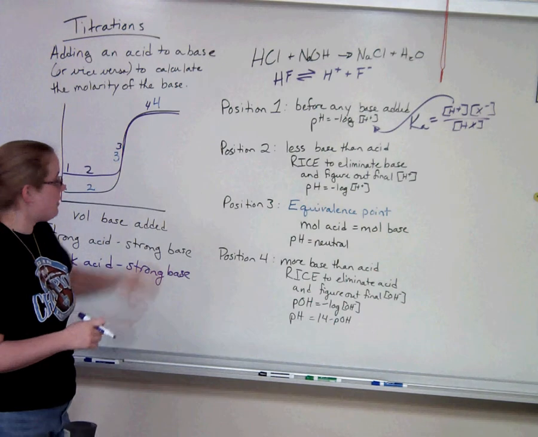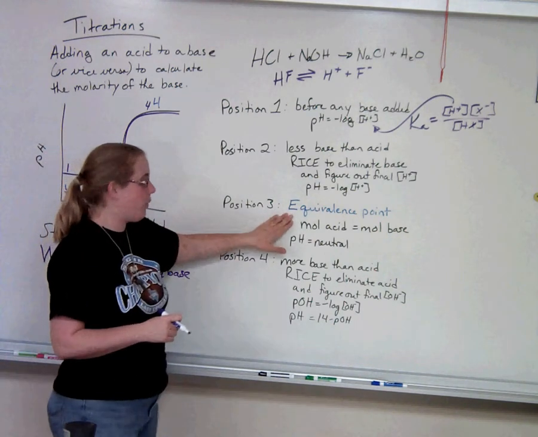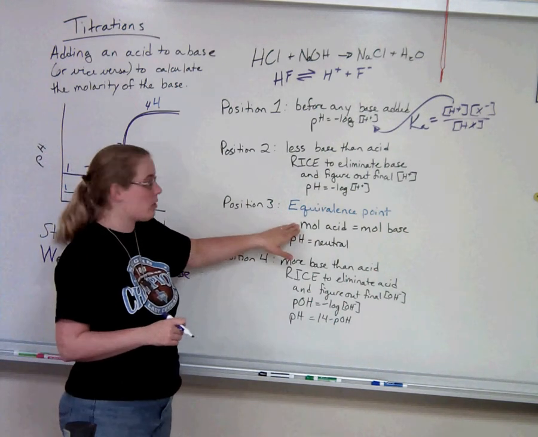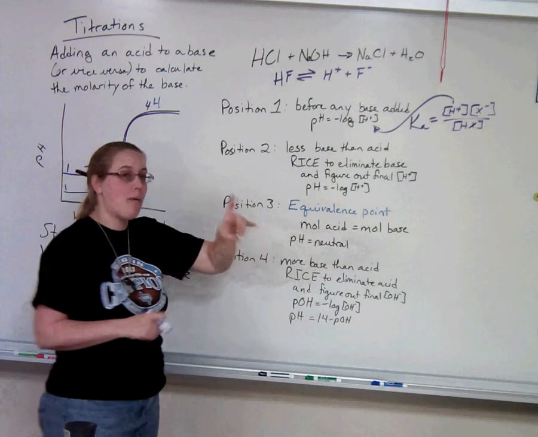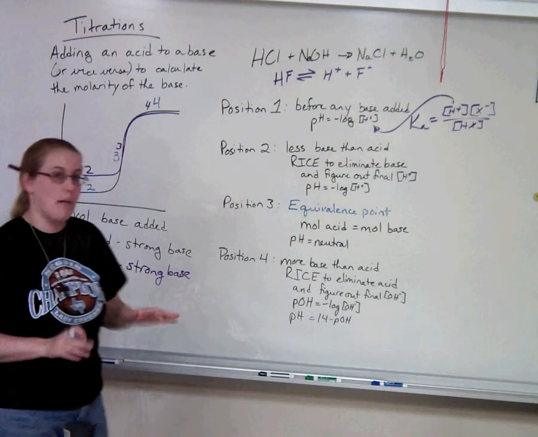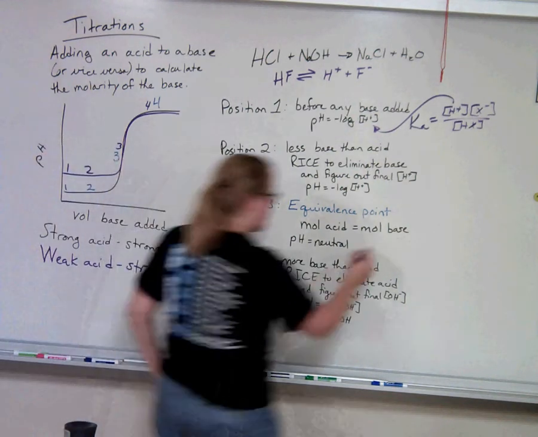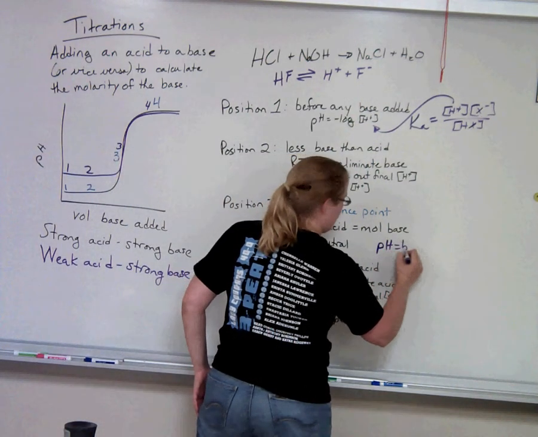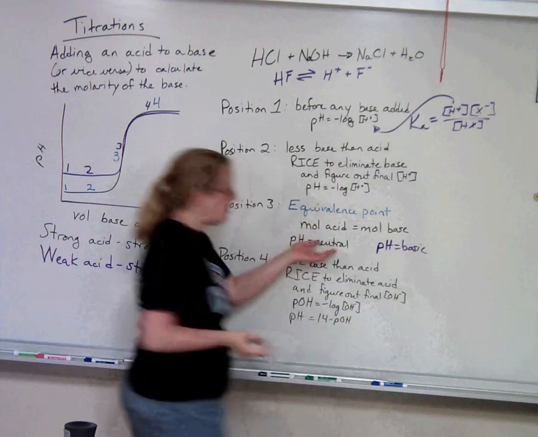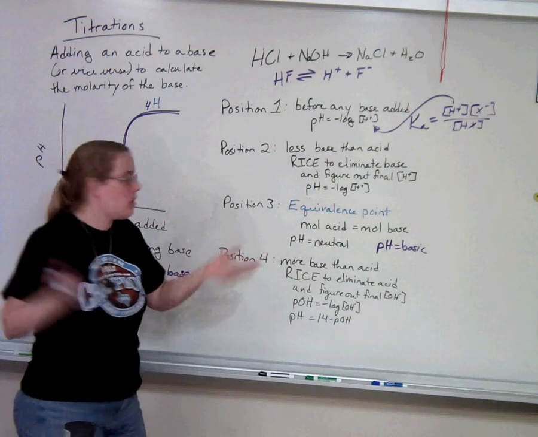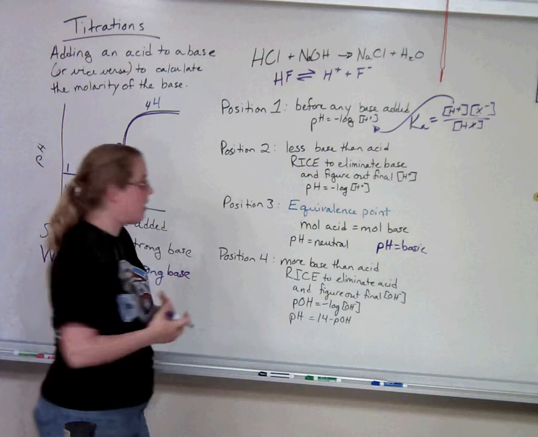At position 3, again, we're at the equivalence point. The number of moles of our acid is going to equal the number of moles of our base. However, our pH is not neutral this time because it's a weak acid, strong base. The pH is going to be basic. So if it's neutral, we know what the pH number is, 7.00. But if it's basic, we're going to have to figure out what that pH is.